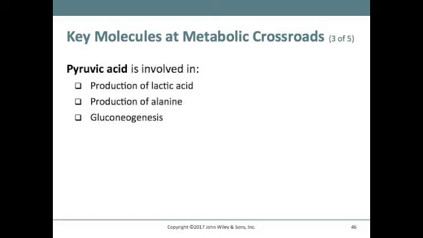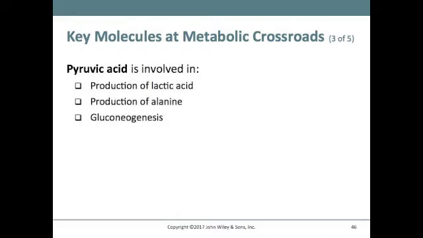Moving on to the next slide, pyruvic acid is involved in the production of lactic acid, the production of alanine, and gluconeogenesis. Each 6-carbon molecule of glucose that undergoes glycolysis yields 2 3-carbon molecules of pyruvic acid. This molecule, like glucose 6-phosphate, stands at a metabolic crossroads. Given enough oxygen, the aerobic reactions of cellular respiration can proceed, and if oxygen is in short supply, anaerobic reactions can occur.